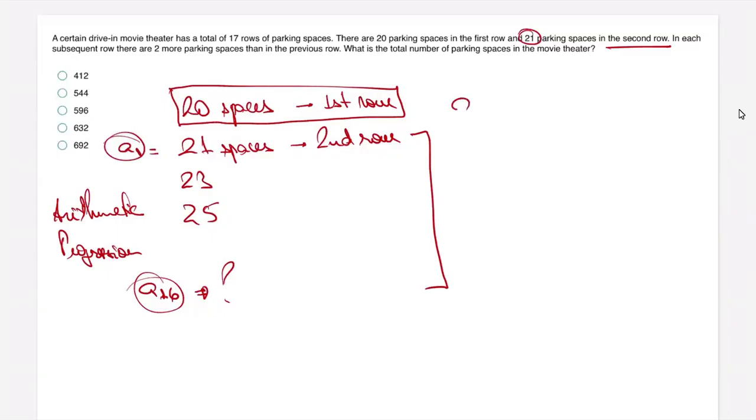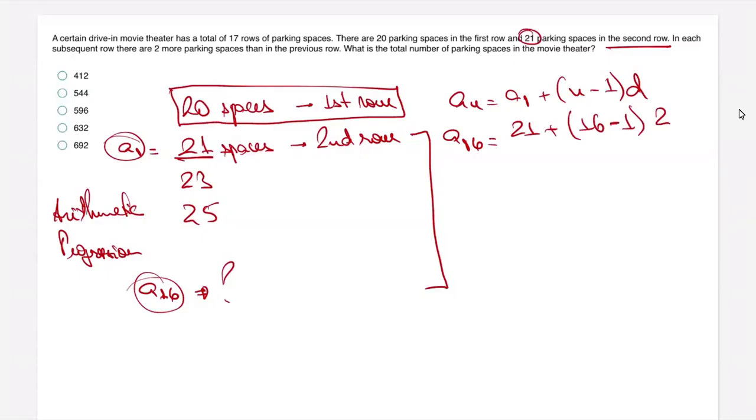To know the A16, okay, the formula is AN is the first term plus the number of terms minus 1 times the common difference, okay? So A16 is A1, that is 21, plus 16 rows, because I'm not counting the first one, times the common difference, which is 2. A16 is 21 plus 30, 51.